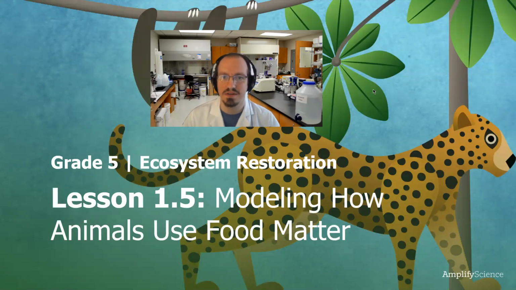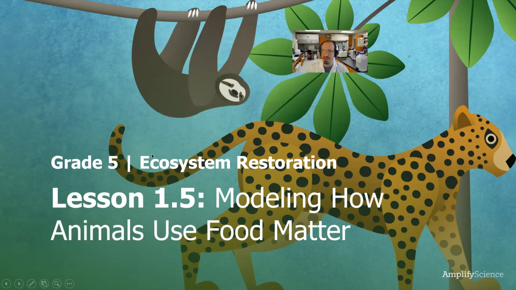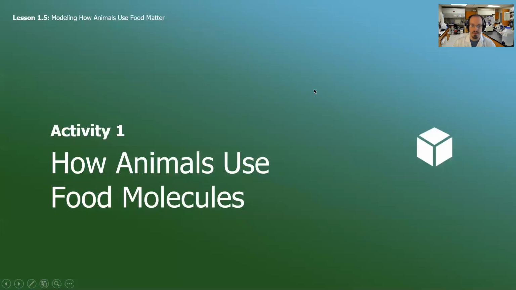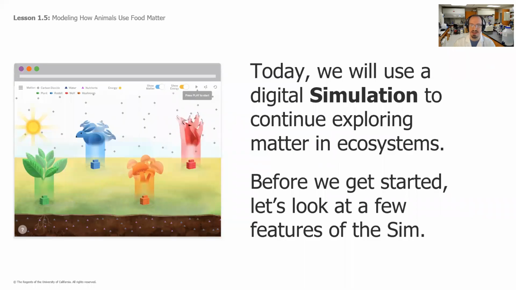Today we are continuing our unit on ecosystem restoration, and today we're going to be modeling how animals use their food matter. So let's get started. The first activity we're going to do is trying to figure out how animals use food molecules, and we're going to be doing this using our ecosystem restoration simulator. Today we're going to be using that digital simulation to continue exploring matter in ecosystems. Before we get started, let's take a look at a few features of the sim.